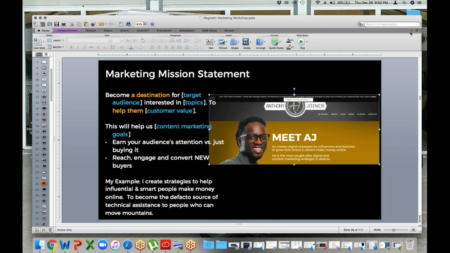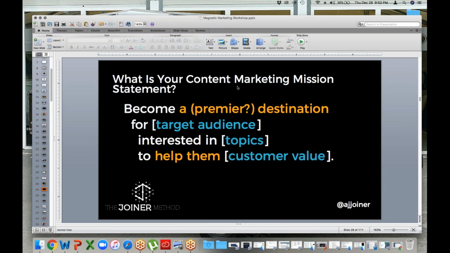Coolio. All right, we're gonna keep it pushing. Now, here's yours. What is your content mission statement? What is your goal? You want to become the premier. I hope all you guys want to be the premier. I want to become the premier interior designers for CEOs and executive women who are interested in contemporary decor, and I want to help them create a home of their dreams, or the living room of their dreams.